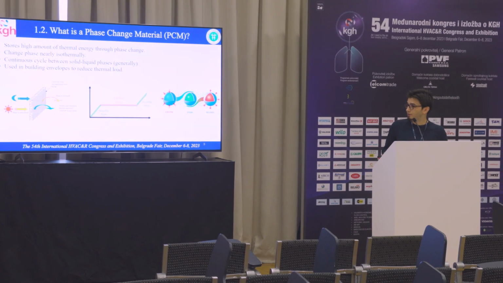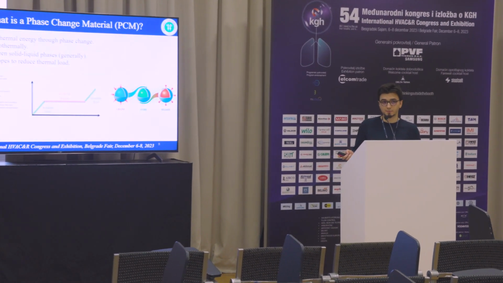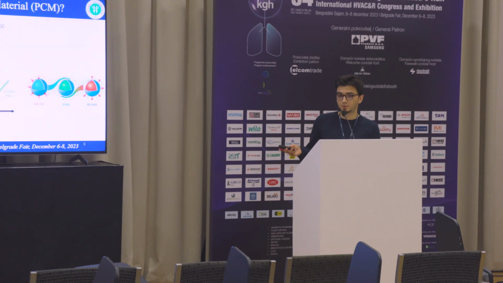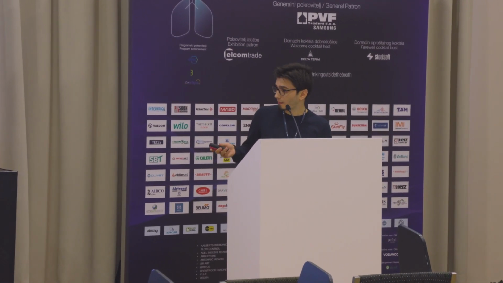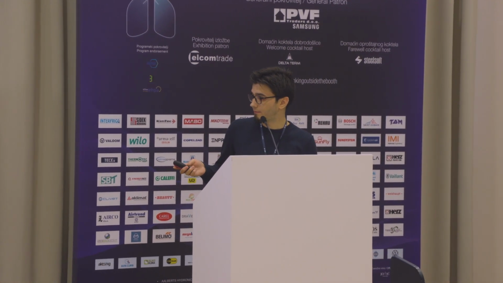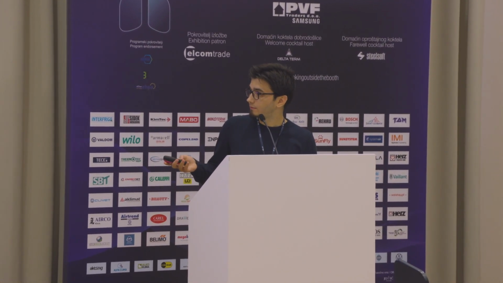So it is generally used in building envelopes to reduce thermal load, as I said, by changing its phase, and in the phase change process, a great amount of thermal energy can be stored in that material. They are also used in thermal energy storage systems for storing thermal energy and then using it afterwards. The purpose of the study is to identify the effect of PCM placement in different building envelope components.